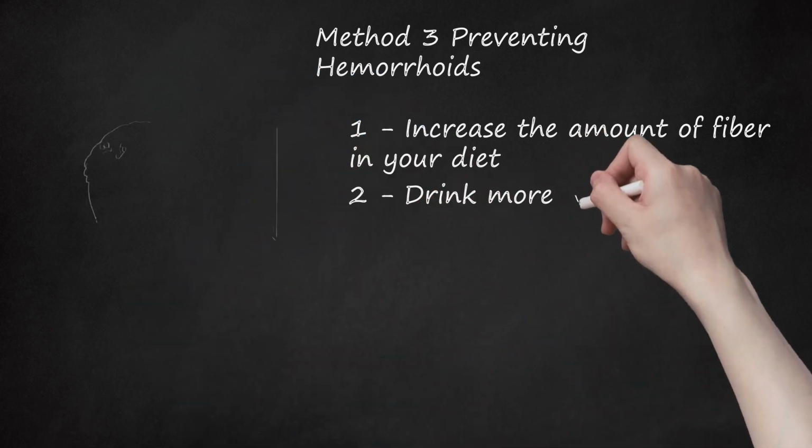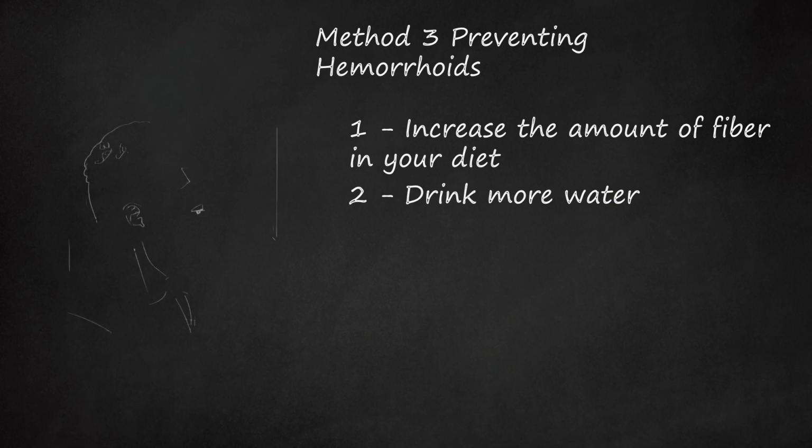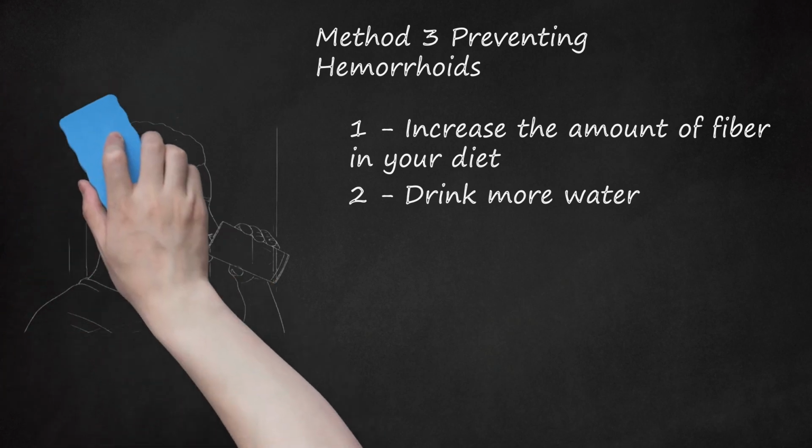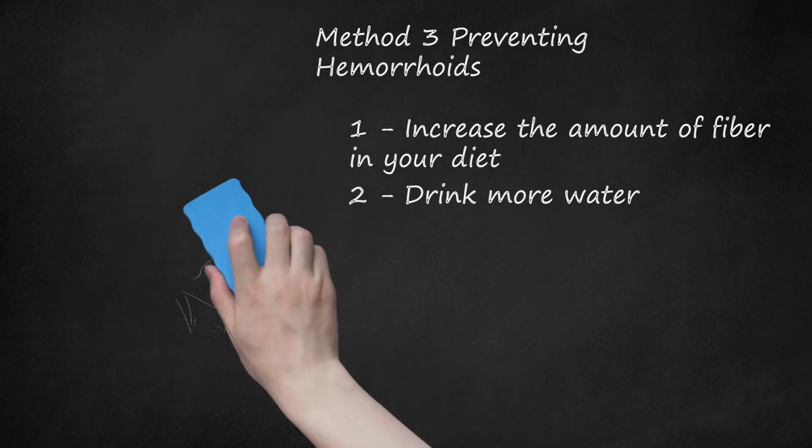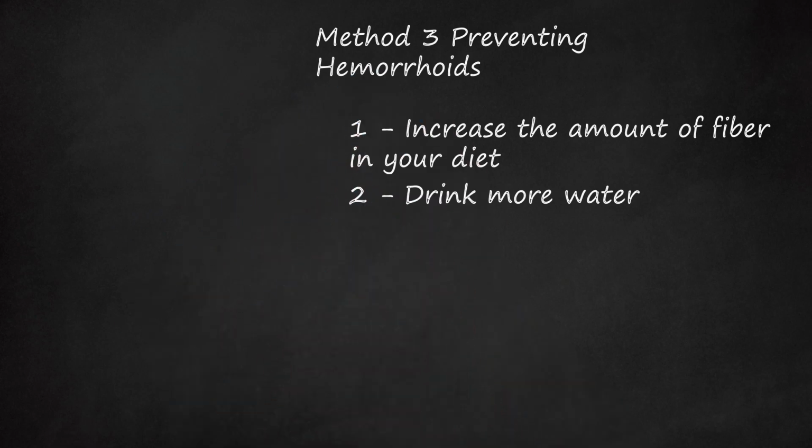2. Drink more water. Staying hydrated can also help to prevent constipation. Try to drink 6 to 8 8-ounce glasses of water per day. It softens the stool and helps bowel movements pass more easily. This is especially important for individuals using fiber supplementation because not drinking enough water with increased fiber can cause constipation or make pre-existing constipation worse.